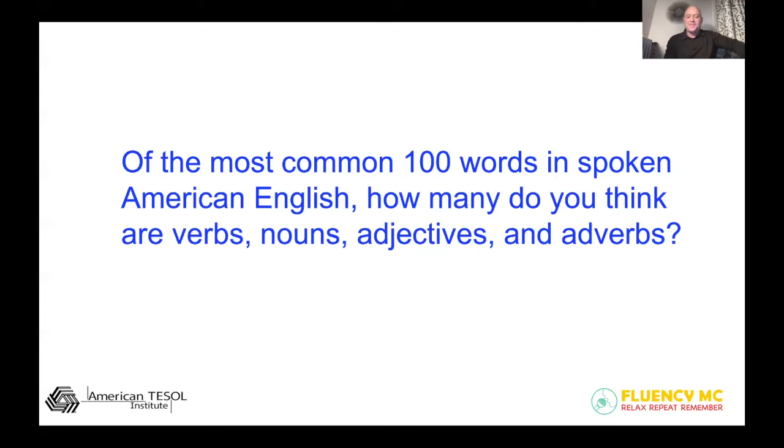So what do you think? 40 to 45 out of 100? Maybe like combined, okay. You meant verbs. Oh, I see. Okay, I think you're closer, Guadalupe, to the total. Let's have a look.